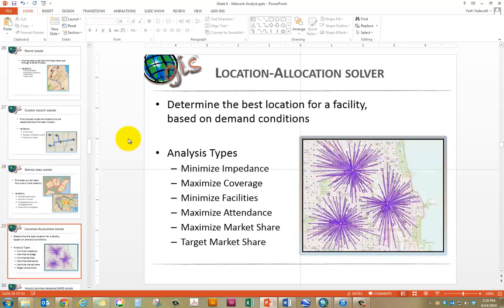And also there is a location allocation solver, which actually determines the best location for a facility based on demand conditions. What that means is it actually minimizes cost and maximizes coverage, and the main thing it does is minimize facilities. So if you have too many stores, it's going to tell you that okay, you don't need so many stores.